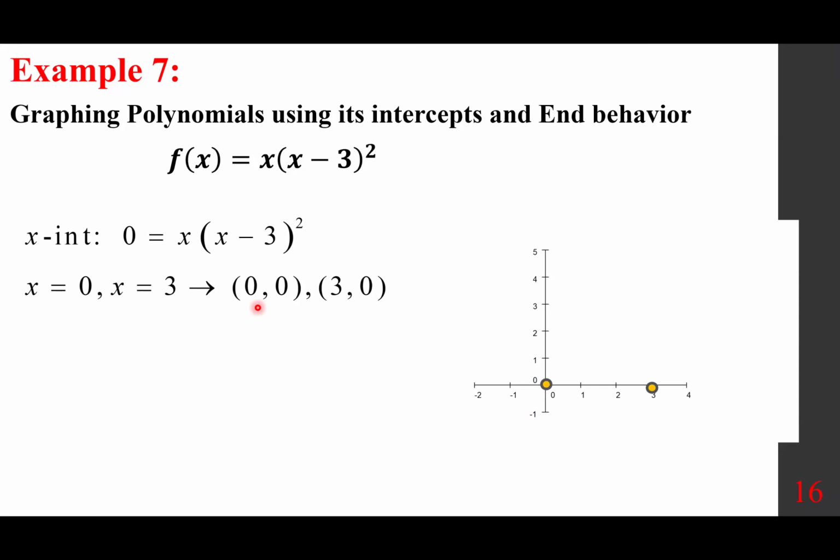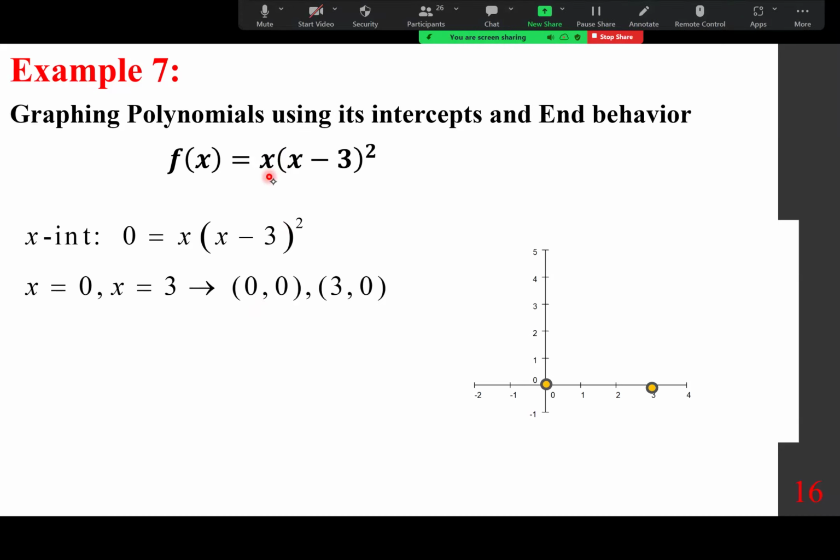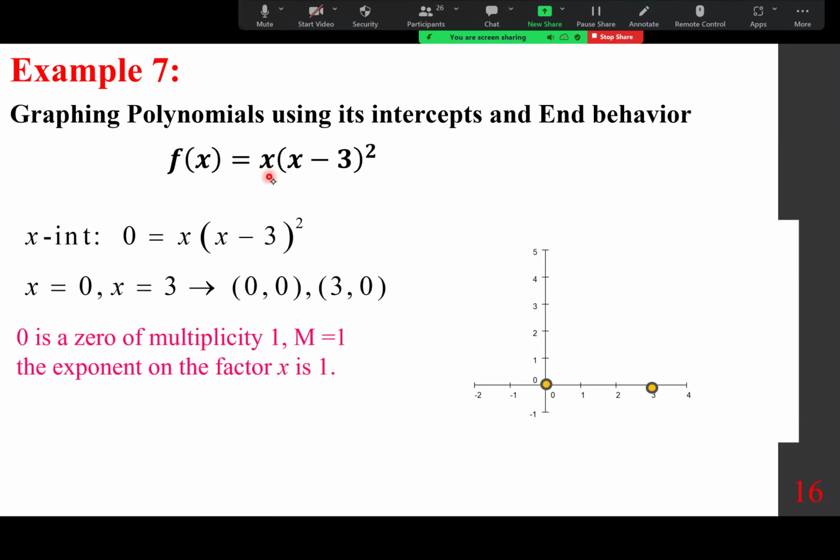Now, at 0, this one has a multiplicity of 1, which means the graph will cross at that point. Whether it goes that way or that way, we may not know, but it crosses. Whereas here, for 3 or (3, 0), the multiplicity is 2 because the exponent is 2, and it can't cross. So we show it doesn't cross with this arrow. That means it can't cross.